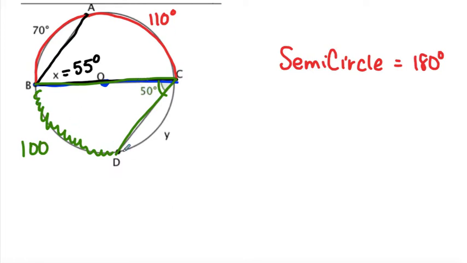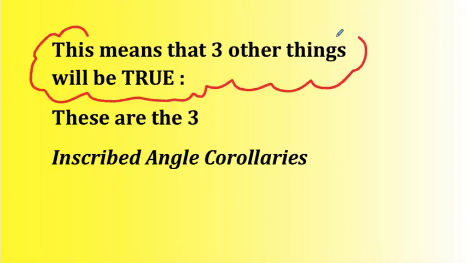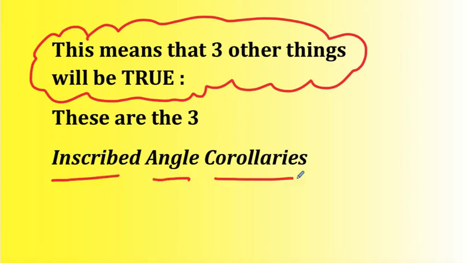All right, and then I have that semicircle on the bottom, which tells me that y would have to be the rest of 180 degrees, so 80 degrees. And that's how you use the inscribed angle theorem. Now, because of this theorem, 3 other things must also be true. These are called the inscribed angle corollaries.